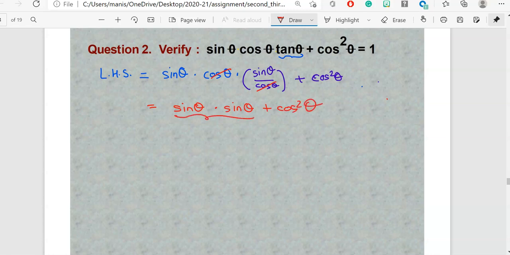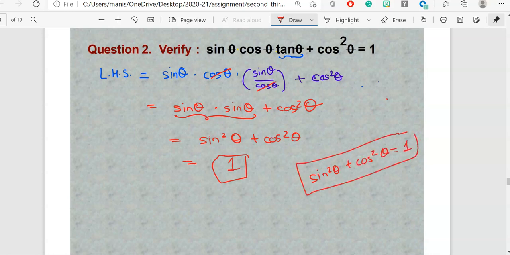Now what is sine theta times sine theta? That's your sine square theta plus cosine square theta. Now you all know for identity number 5, this is equal to 1. Go and check on the formula sheet. The formula is this: sine square theta plus cosine square theta is equal to 1. So that's the answer for this problem.